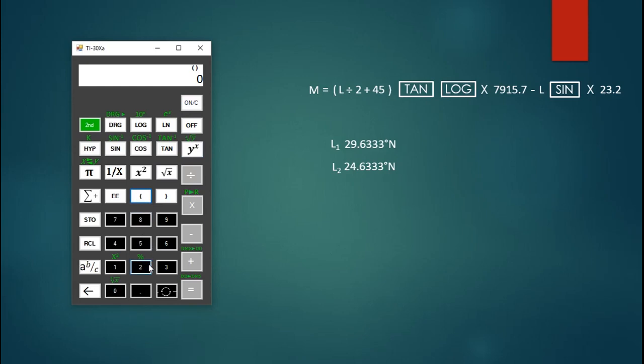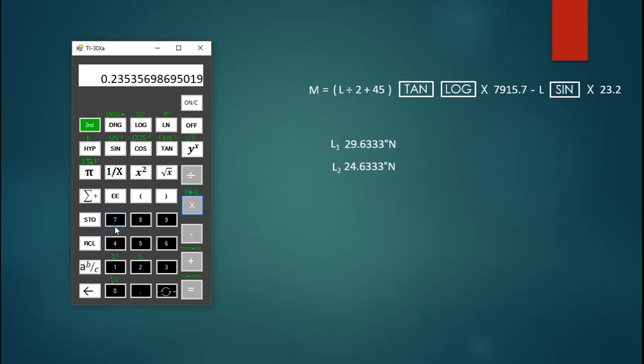So we'll start with the parentheses. L1 is 29.633, 29.633 divided by 2 plus 45, and then we'll close our parentheses, get tangent, log, times 7915.7. Incidentally, that is the radius of the Earth. That's a constant.